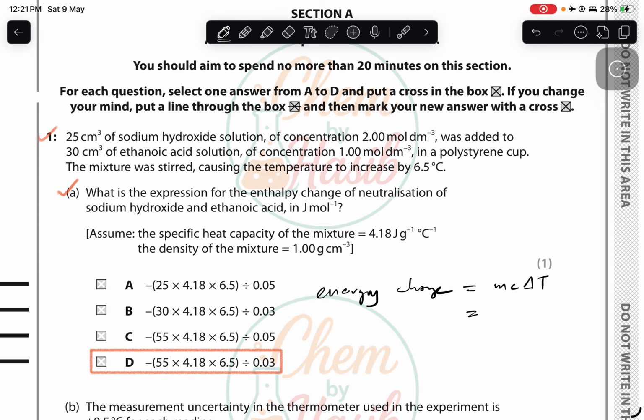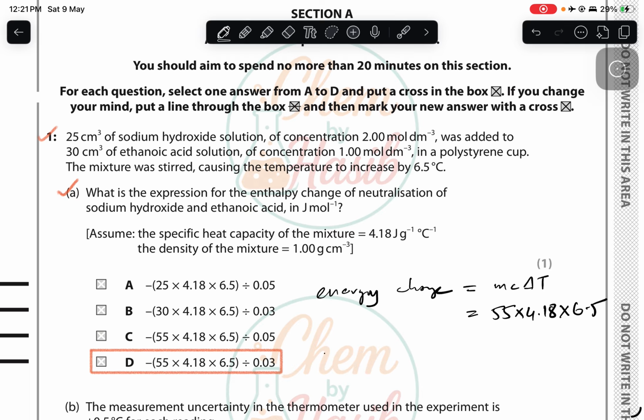Now, the mass of the solution would be 25 plus 30, because it says 25 cm³ sodium hydroxide solution was added to 30 cm³ ethanoic acid. So the total volume comes out to be 55, multiplied by 4.18, the specific heat capacity of the mixture, multiplied by the temperature change. The temperature change here was found to be 6.5, so multiplied by 6.5. That would be the energy change in joules.